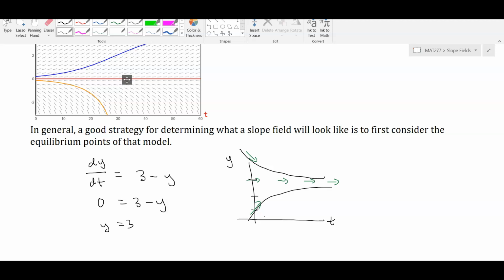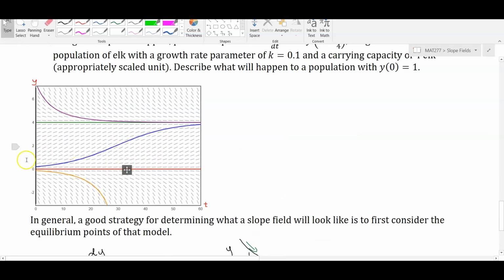In an ensuing lesson, we're going to get into Euler's method, which is an explanation for how this applet actually produces these solution curves.